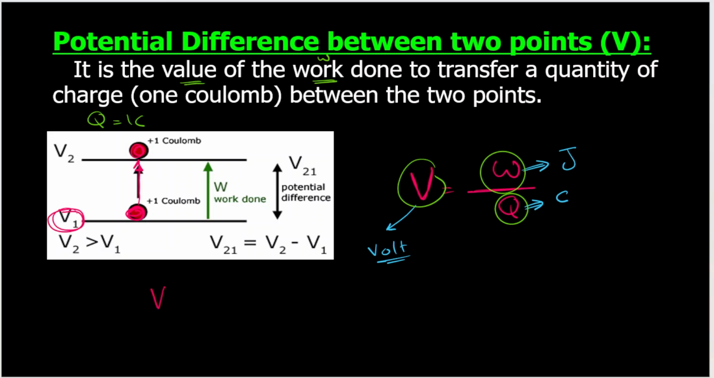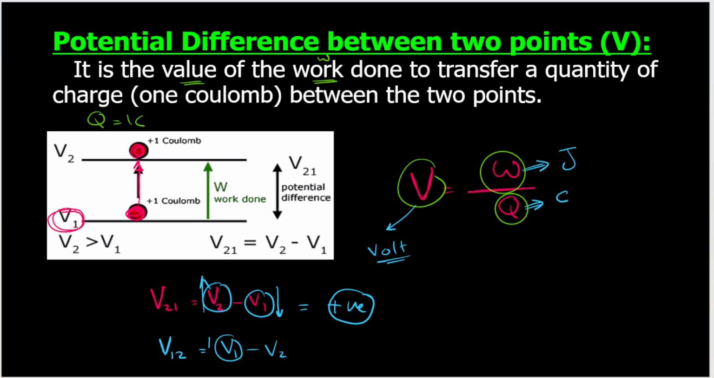So to calculate the potential difference between 2 and 1, you need to do V2 minus V1. And since the potential V2 is higher than the potential V1, this difference will be positive. But if you are trying to find the difference between 1 and 2, it will be V1 minus V2. This is smaller than this one, so the difference will be negative.